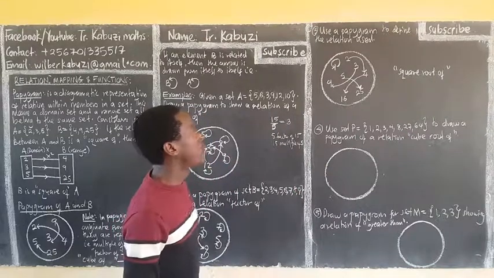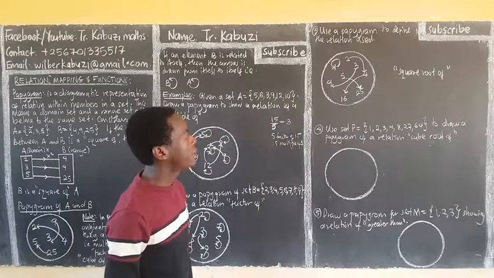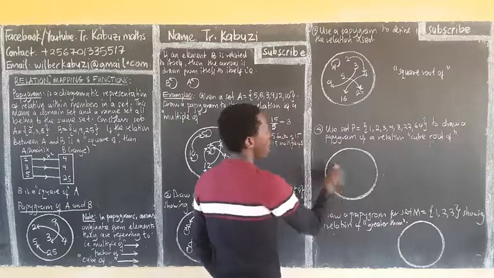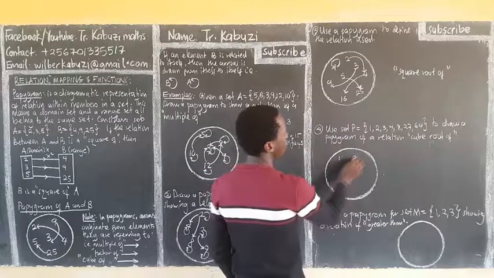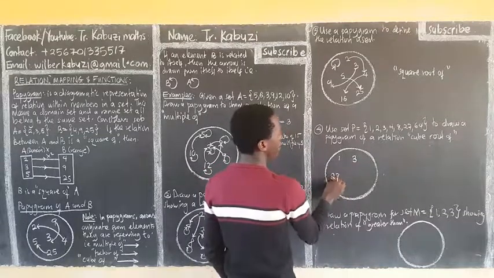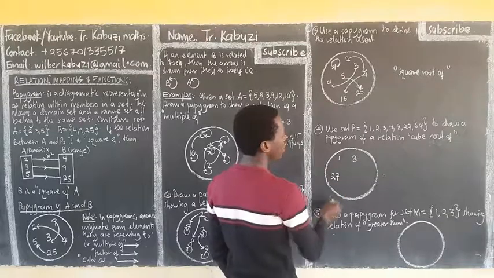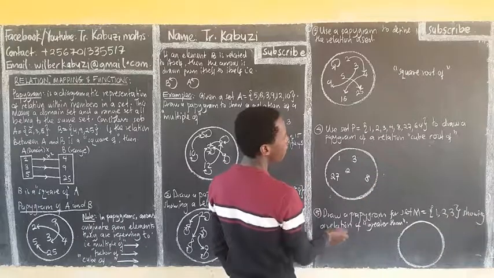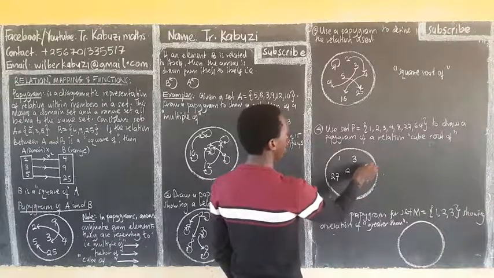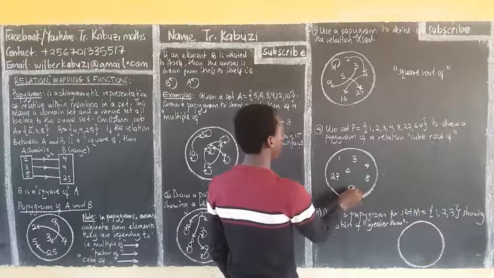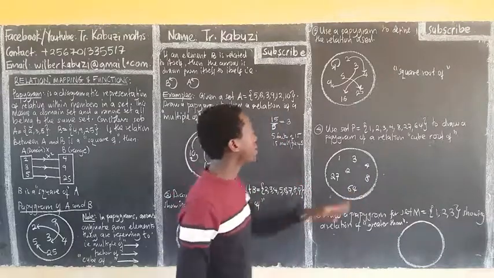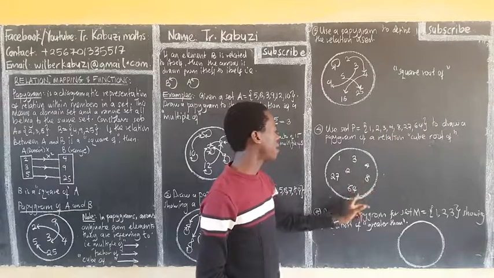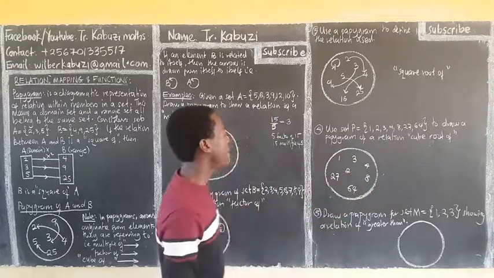Use the papygram to draw a papygram of a relation cube root. Now I have 1, I have 3, I have 27, I have 2, I have 8, I have 4, then I have 64. Those are the ones. 1, 2, 3, 4, 5, 6, 7. First brace up, then you put in those elements.